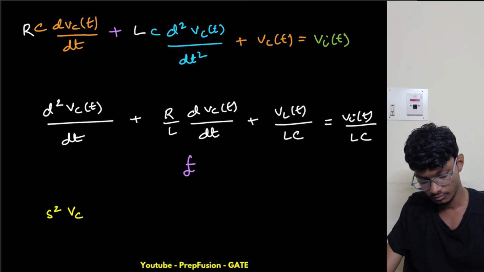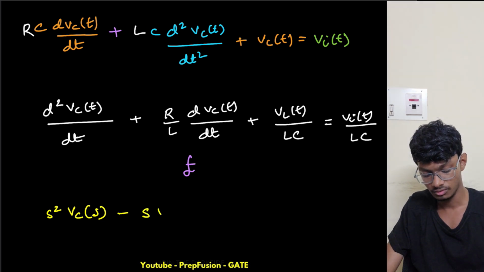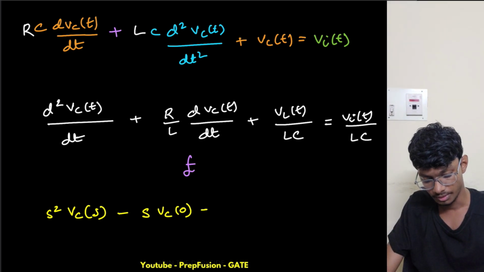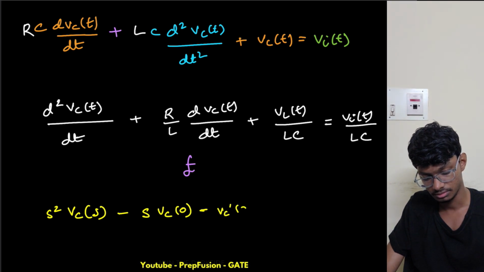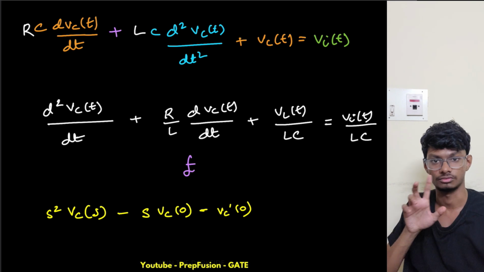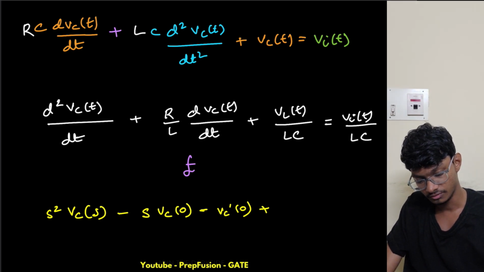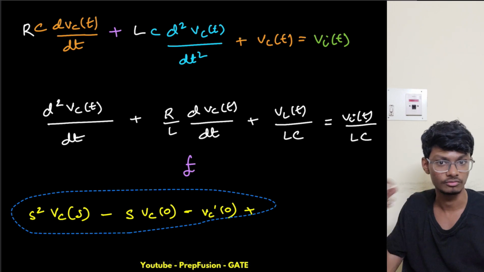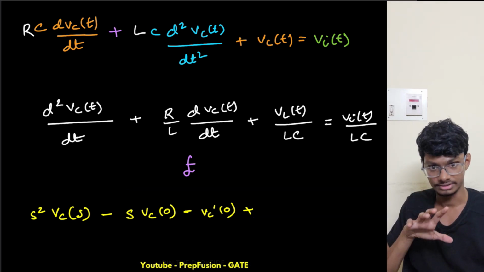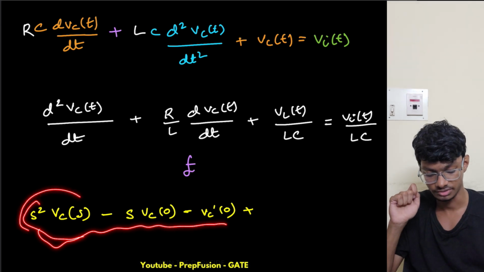It is s square into Vc of s, but we have other terms also, the initial conditions. So this becomes minus s into Vc of 0, in the time domain, not the Laplace domain, minus Vc dash of 0. What does this mean? This means the differentiation of the time domain expression for capacitor voltage, then putting t equals 0 on that equation. This was only for this one, that's why it is a bit lengthy. For finding the transfer function I will make the initial conditions 0, so I could have skipped writing this, but I write it to teach you that the Laplace transform of this one is in the form of something like this, not just this term.